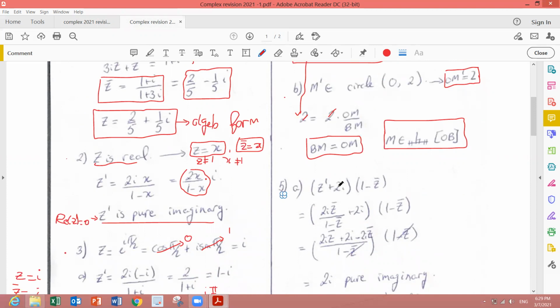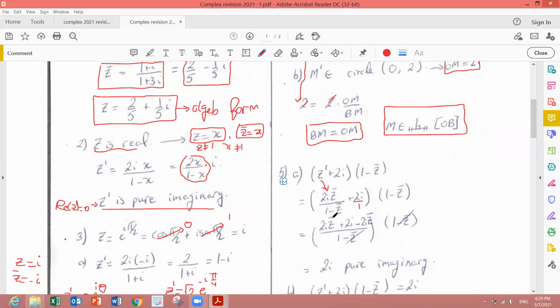So Z prime plus 2I into 1 minus Z bar. First step, I replace Z prime by 2I Z bar over 1 minus Z bar, plus 2I into 1 minus Z bar. I take the common denominator, which is 1 minus Z bar. 1 times 2I is 2I, and 2I times Z bar is minus 2I Z bar, into 1 minus Z bar.